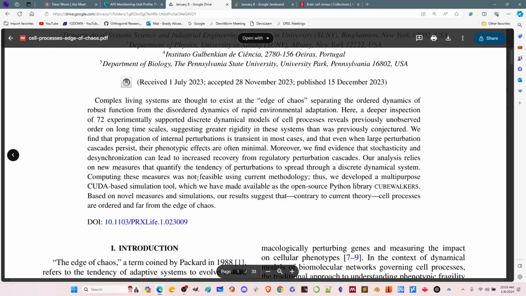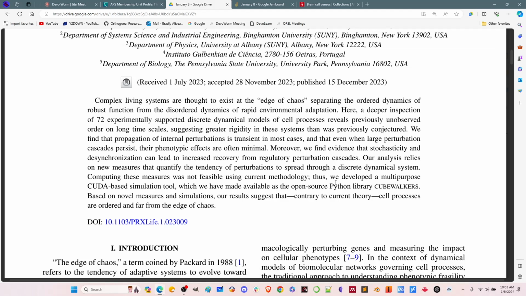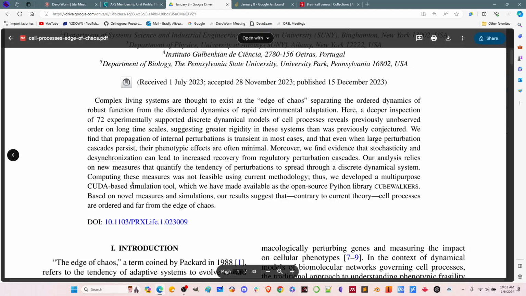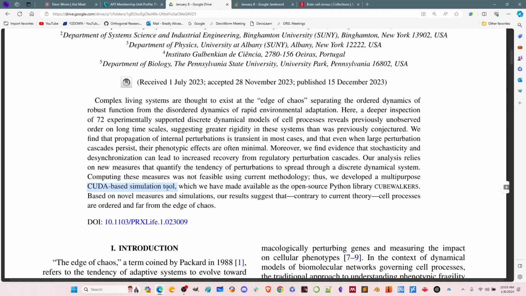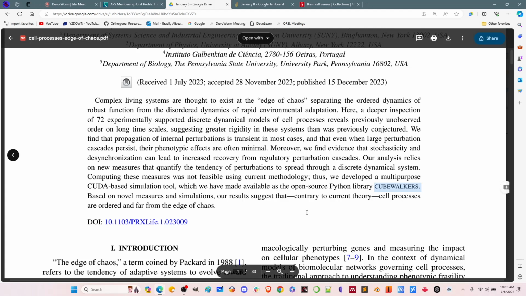Computing these measures is not feasible using current methodology. Thus, we developed a multi-purpose CUDA-based simulation tool. So this is a computational tool, which we made available as the open source Python library, CubeWalkers. So they actually have this Python library you can download and use for this.